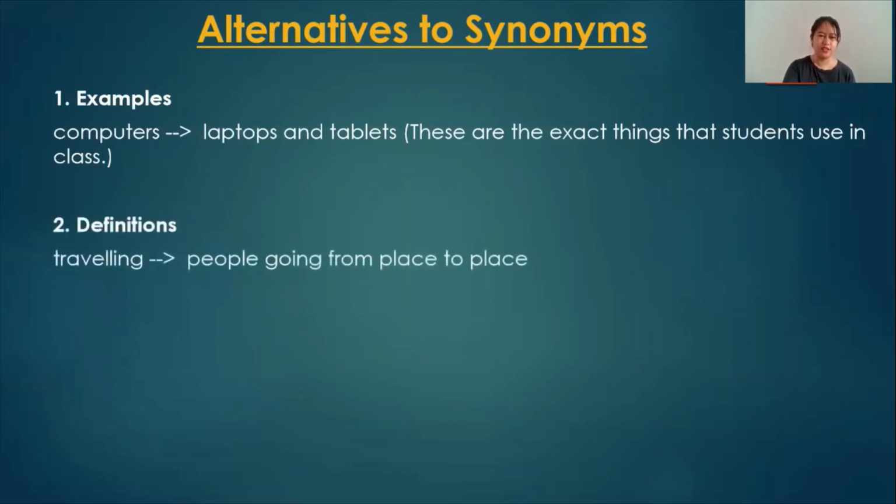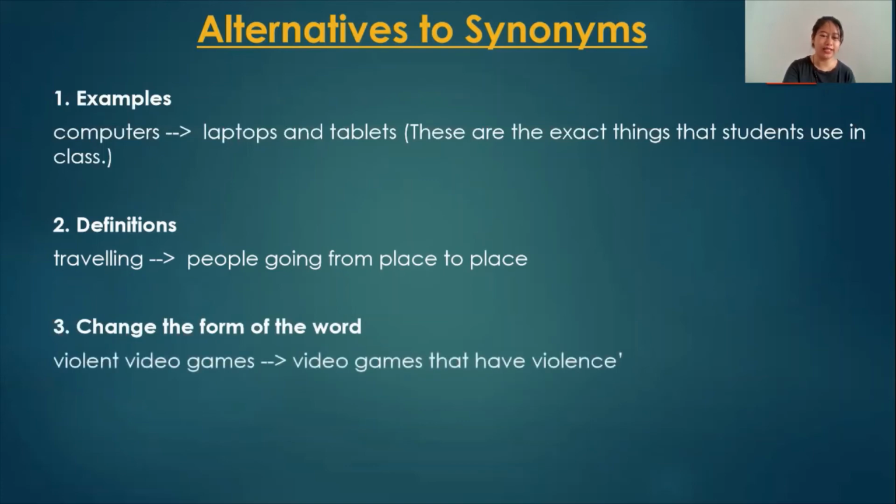Definitions. Let's say traveling, the one that we looked at earlier, you can say people going from place to place. And finally, changing the form of the word. Let's say violent video games. It's actually quite challenging, difficult to come up with a synonym for this phrase. So instead of using violent, you can use violence. Video games that have violence. So all we did is just change the form of the word violent from adjective to violence, a noun.